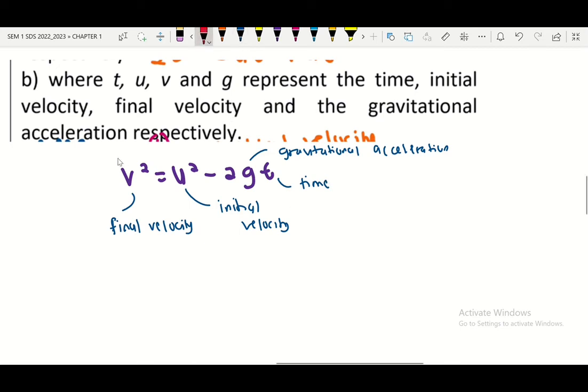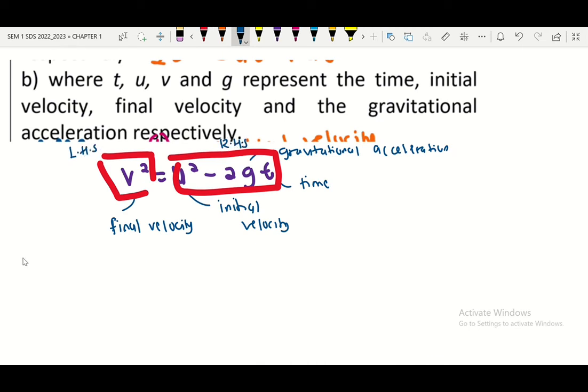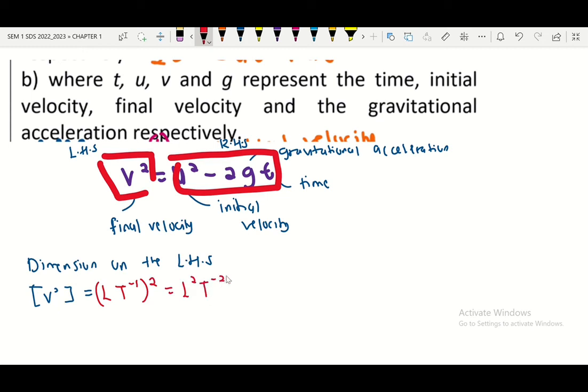So, kita buat balik. Kita tengok. Kita ada left hand side dan kita juga ada right hand side. So, ini adalah left hand side dan ini adalah right hand side. So, cari dulu dimension on the left hand side. So, dia adalah V squared. So, bila V squared, kita memang dah tahu dah dimension dia adalah LT negative 1. Tapi nampak tak dia ada squared. Squared, so dia akan jadi L squared T negative 2. Ini dimension on the left hand side.